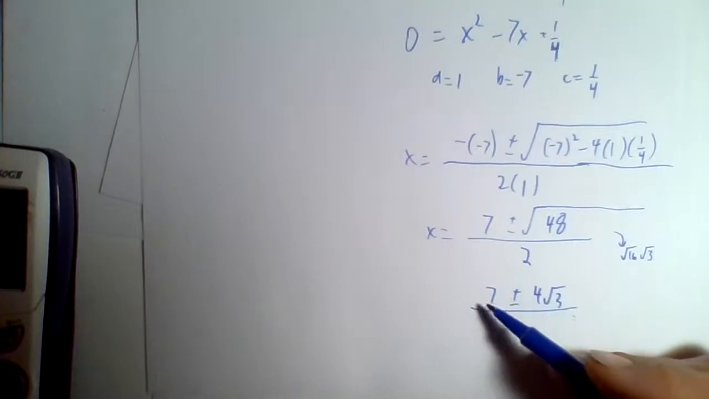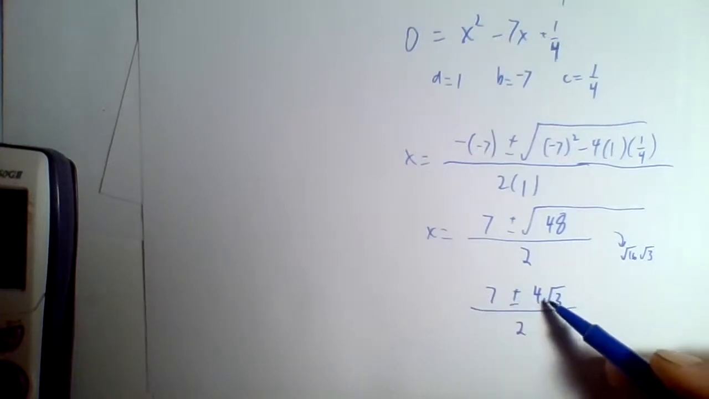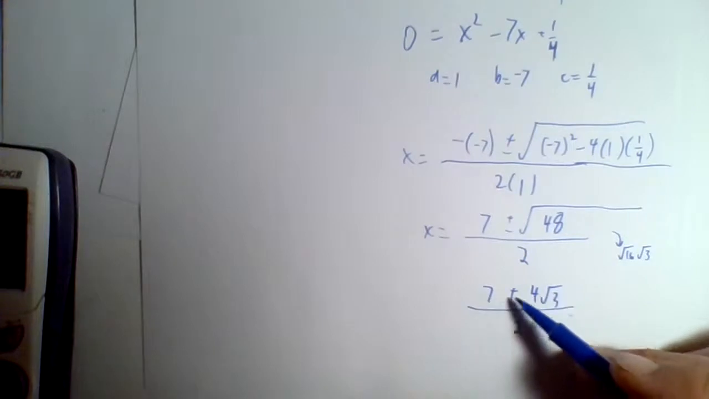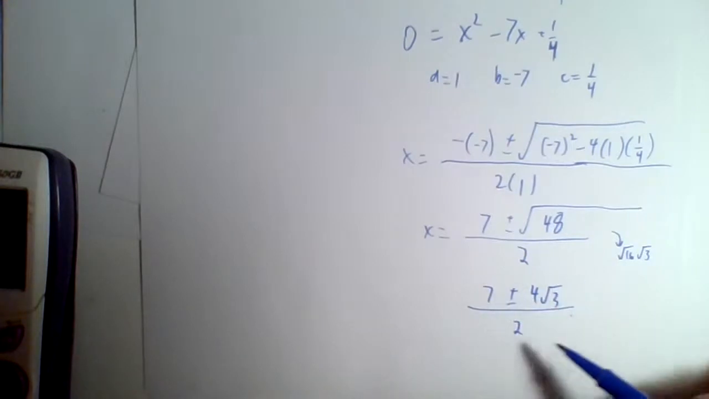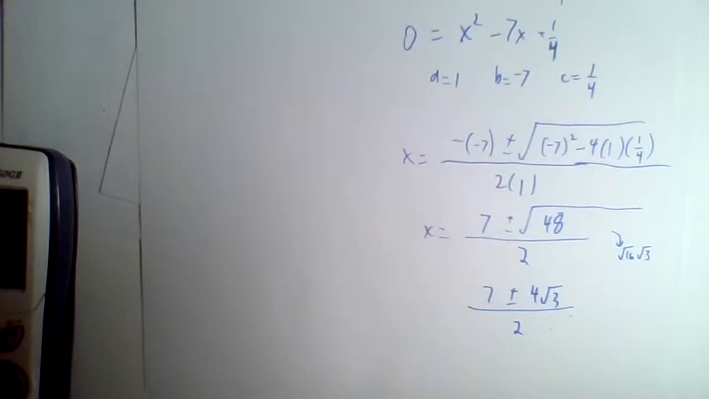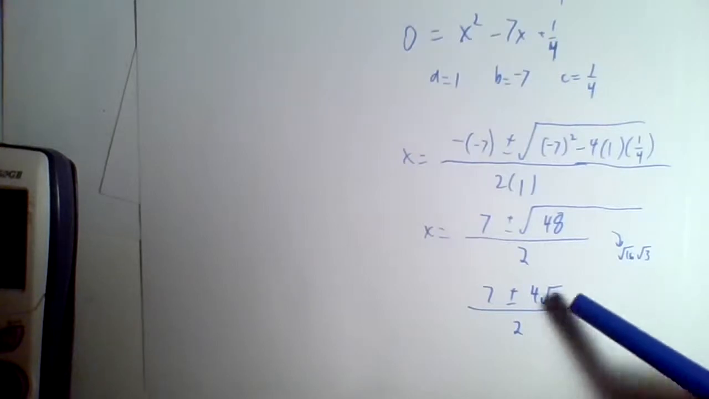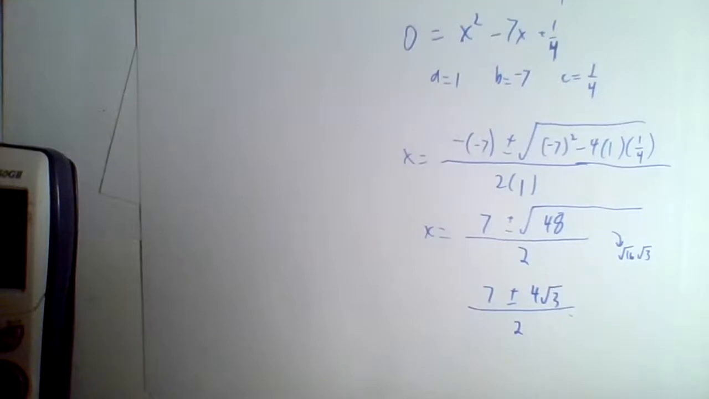4 is divisible by 2, but 7 isn't, and these are separate terms. I don't have a 2 as a common factor that I can take out here, so I really can't simplify the 2 out. It doesn't come out of every term. And I can't really add 7 and 4 radical 3. In decimal form I could, but in radical form, they're not like radicals. The 7 and the 4 radical 3, I can't add or subtract there, so there's no more simplifying that I can do on it.